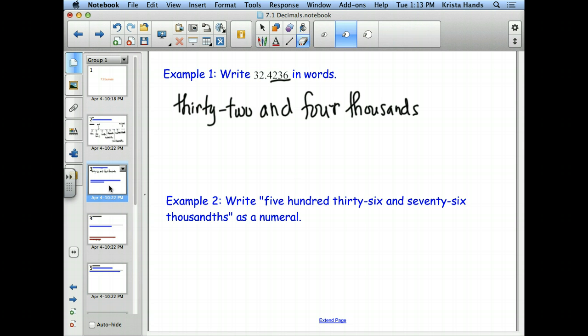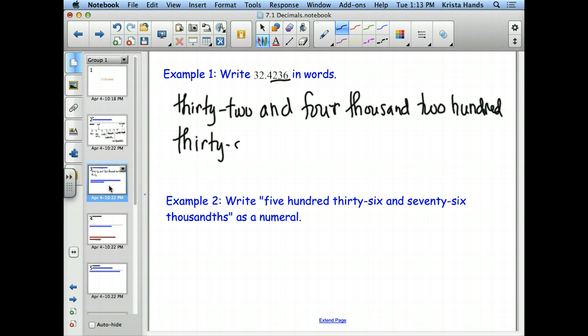I didn't mean an S there. 4,000. What's next? 200. 36, again there's a hyphen between the 30 and the 6. And after I actually write all that out, I indicate the place value in which I ended. That's where this 6 is right here. What place value is that? Is it 10,000? Excellent. All right.